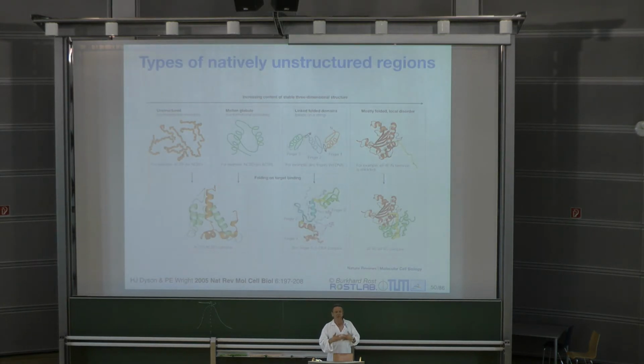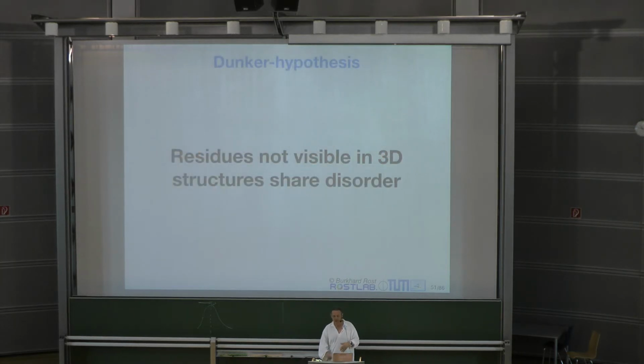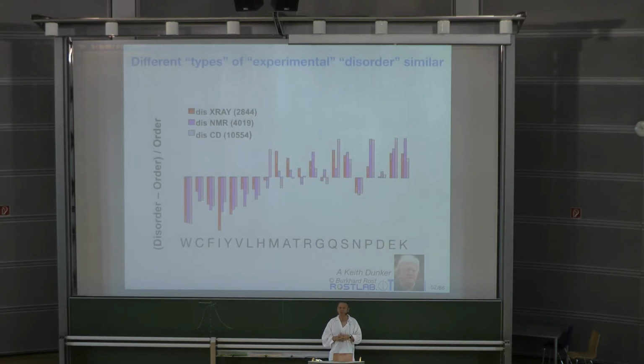So first of all, there are different types of disorder, and there are in fact also many different experimental ways of handling it. The first one is what I would call the Dunker hypothesis, which is essentially you look at three-dimensional structures, and in three-dimensional structures there are some residues that you don't see. And the argument from Keith Dunker, and I should have had his photo here, it is on the next slide, was simply that the ones that I don't see are disordered. You don't see them because they move too much.